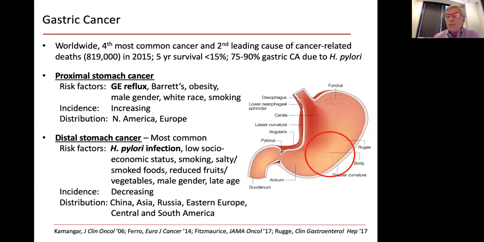In contrast to distal gastric cancer, which is the most common form of gastric cancer, their risk factors are H. pylori infection, low socioeconomic status, smoking, salty smoked foods, reduced fat, reduced fruits and vegetables, and importantly, male gender and late age. The incidence of gastric cancer is, in some areas of the world, decreasing, although due to increasing population, the overall incidence of distal gastric cancer appears to be increasing. It is distributed throughout much of the developing world, including China, Asia, Russia, Eastern Europe, and Central and South America.